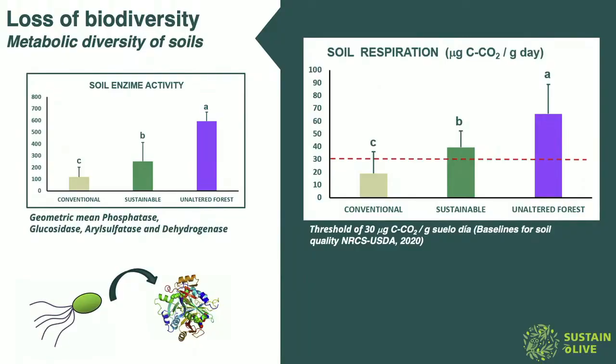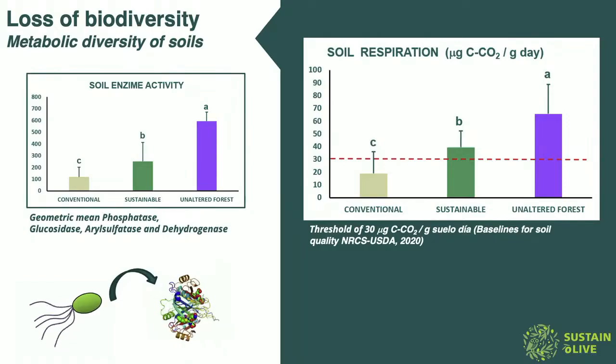In this plot, we can see the average geometric mean of several soil enzyme activities such as phosphatase, glucosidase, arylsulfatase, and dehydrogenase. And we can see that in the conventional olive groves, the soil enzyme activity is lower than in the sustainable ones.